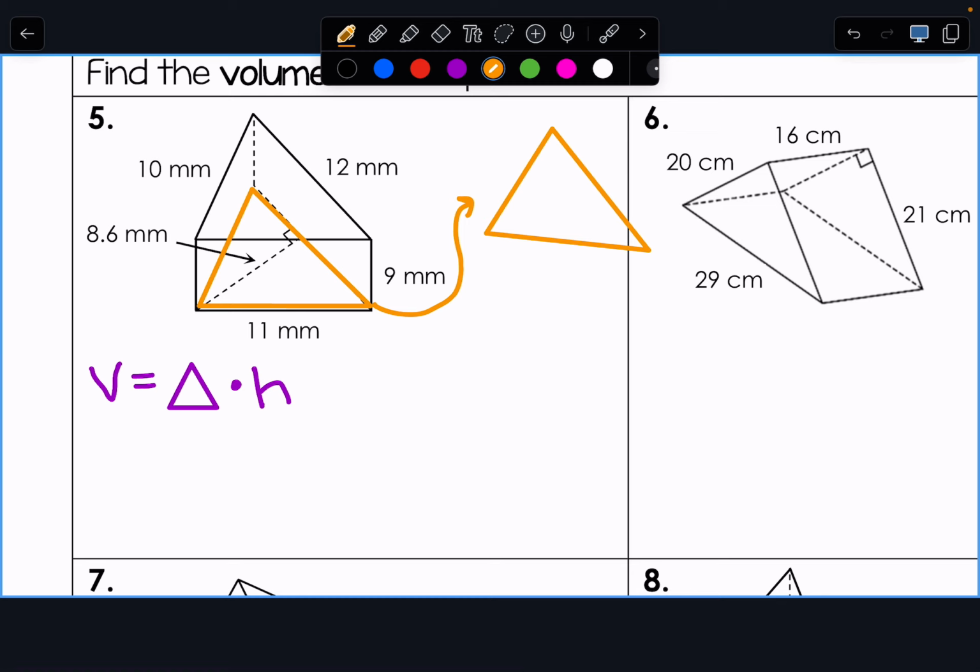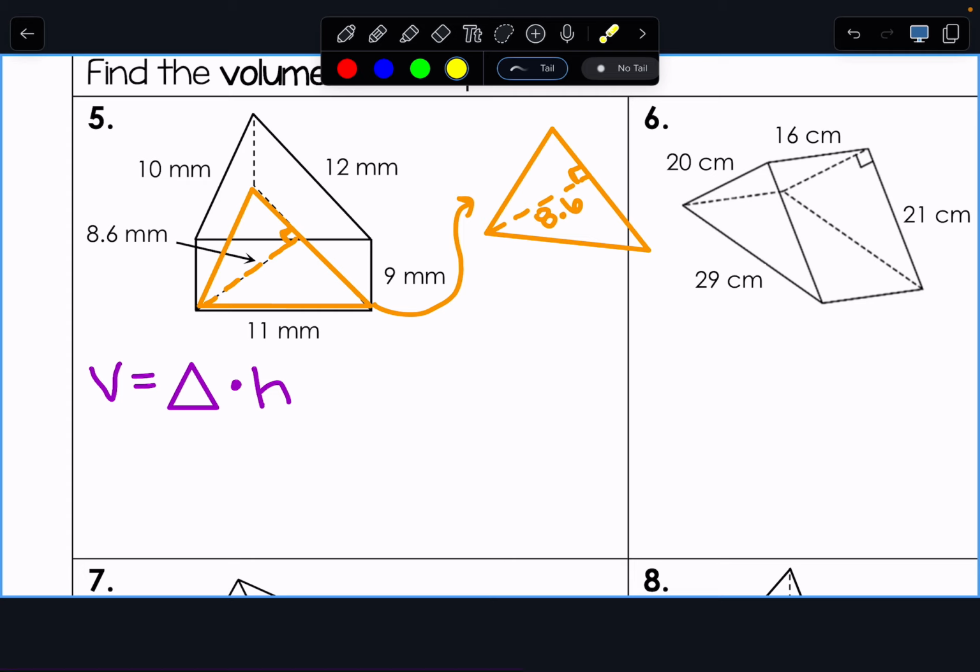Okay. Do you see how there's this dotted line right here? And that has a little right angle. That's probably pretty important, don't you think? What is its length? What number goes on that dotted line? 8.6. Okay.